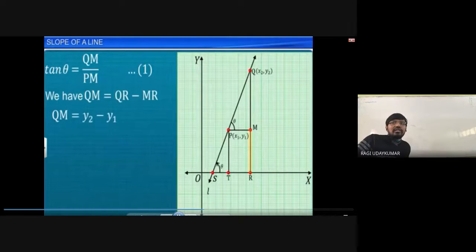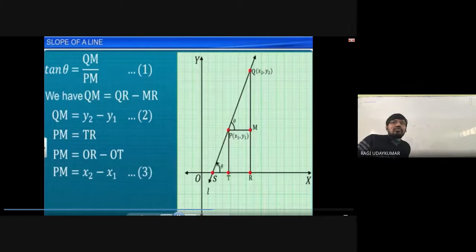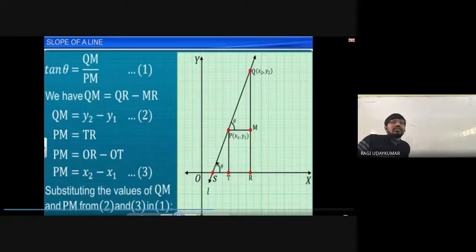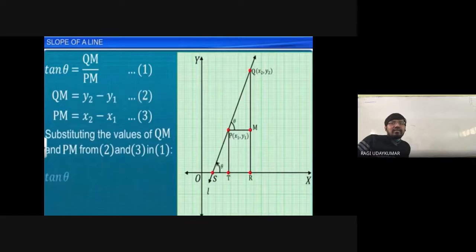How do we get the QM value? It is y2 minus y1. Point Q has QR equal to y2, the length from M to R is y1, because point P has y-coordinate y1. So y2 minus y1 gives QM. In the same way, the PM value is x2 minus x1. Substituting these values in equation number 1, tan theta is equal to (y2 minus y1) by (x2 minus x1).